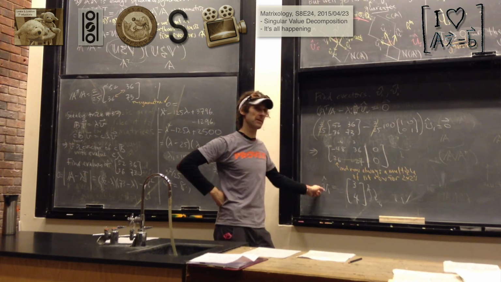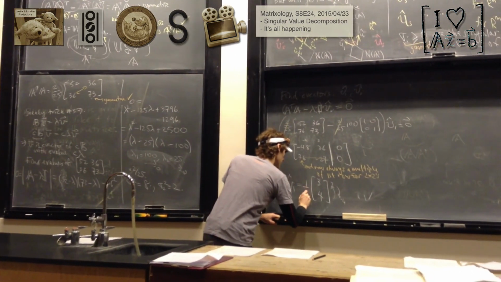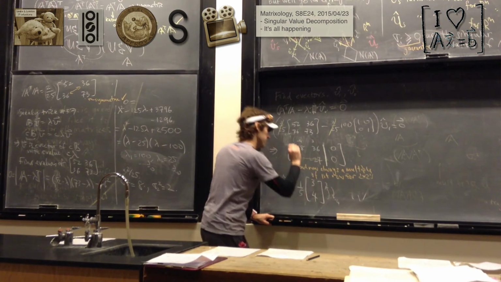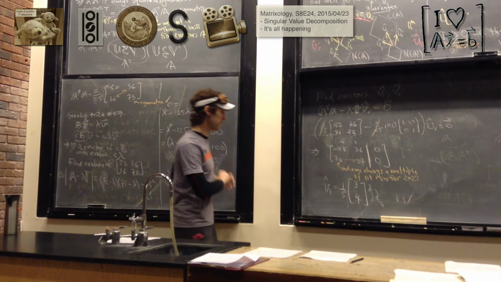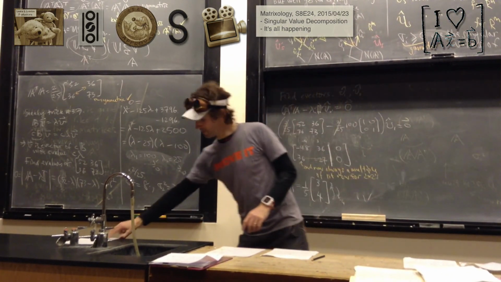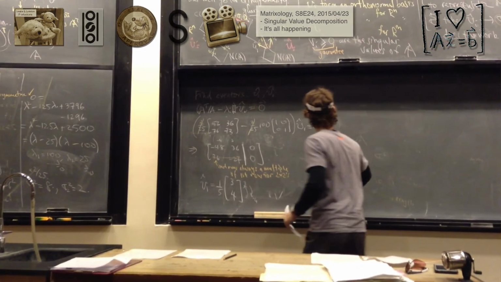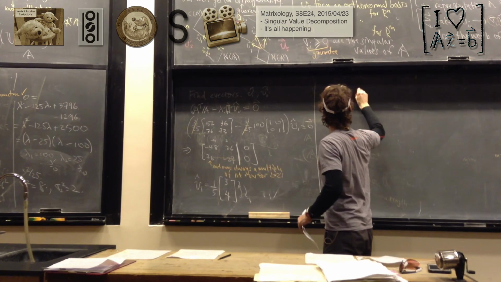Because we want to make it a unit vector. 3 squared plus 4 squared is 25, so it's one of those good ones. Somehow in this horrible thing, this was here. If you go through and find v2, you'll find the same kind of thing. So solve for v2.